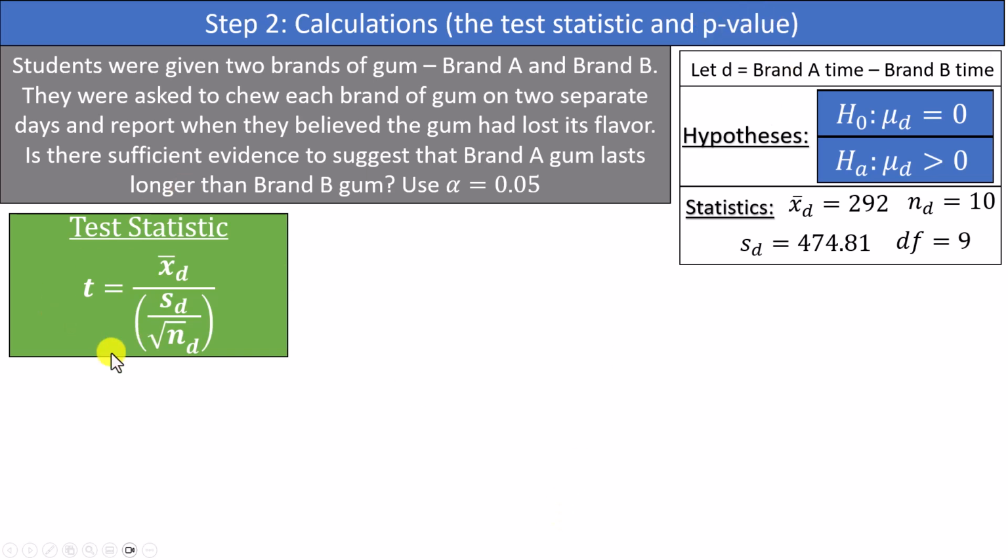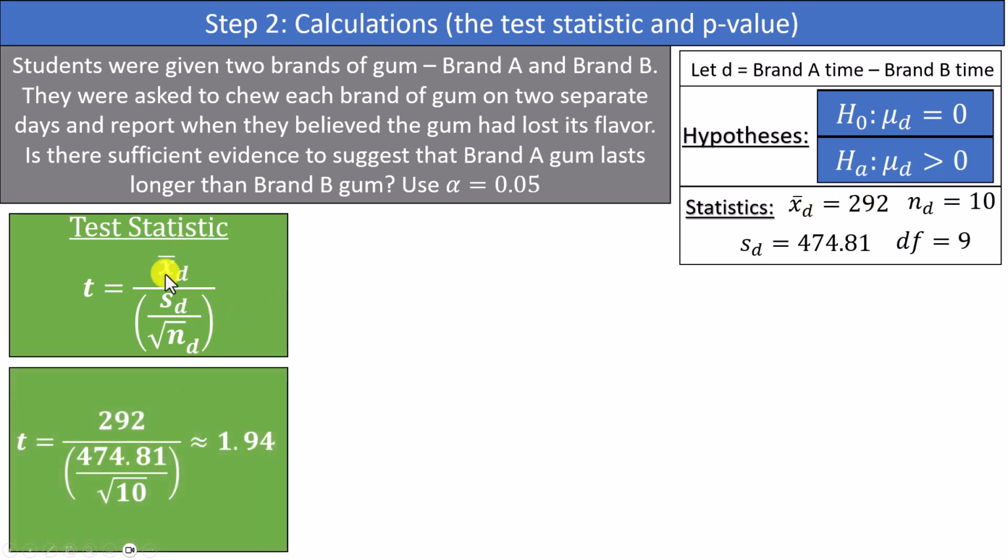So here is the test statistic formula. We need to take the x bar of the differences, which is 292, divide by the standard deviation of the differences, which is 474.81, and divide that by the square root of the sample size, which is 10.